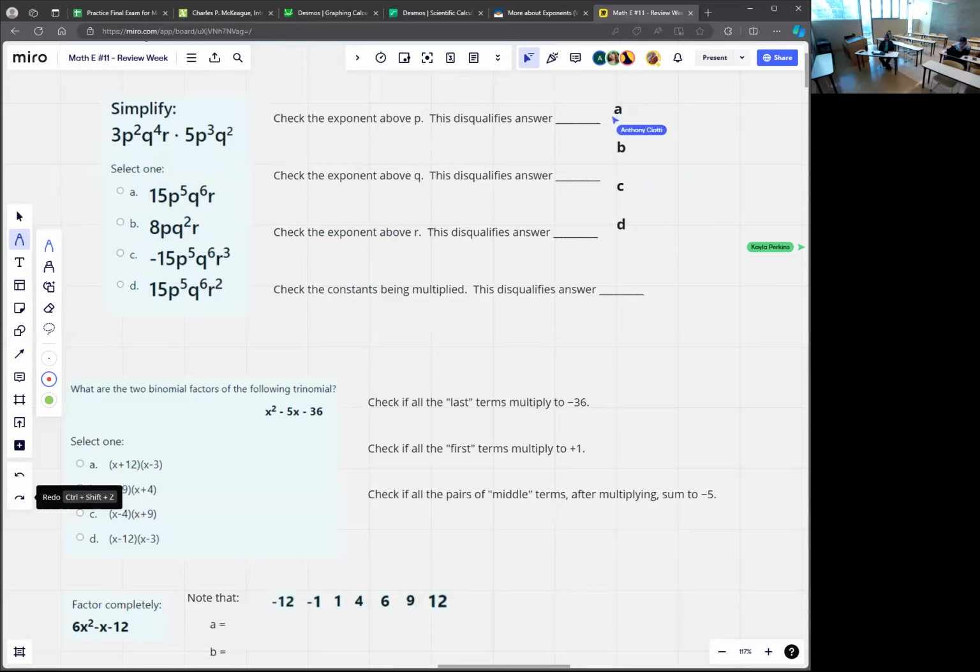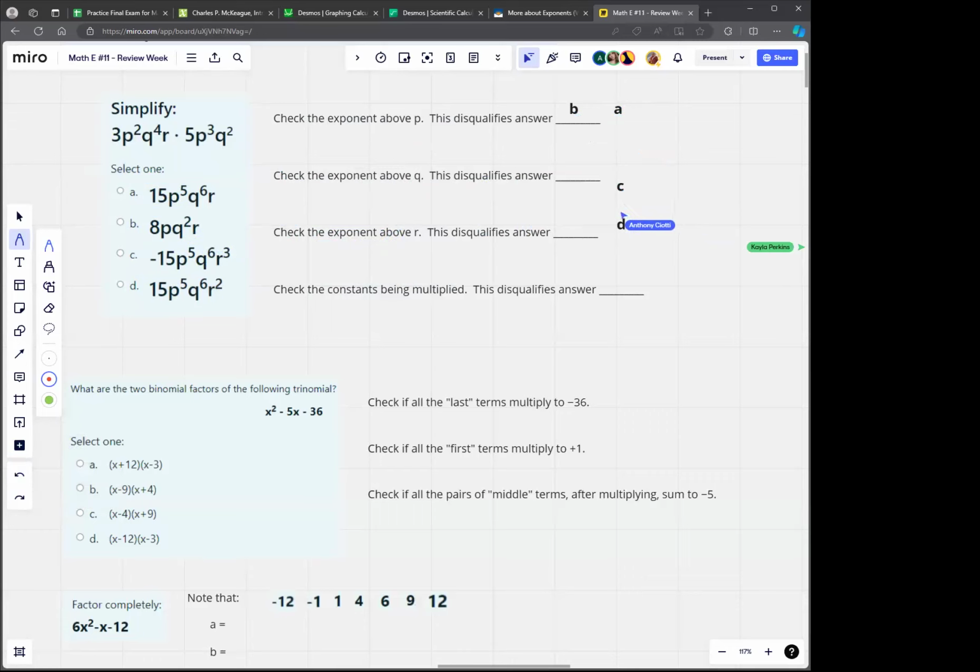Let me explain that again. I saw you trying to grab this one here. Right, because it doesn't have P to the 5th, so that's B. So take the B and say choice B doesn't work because of the exponent above P.